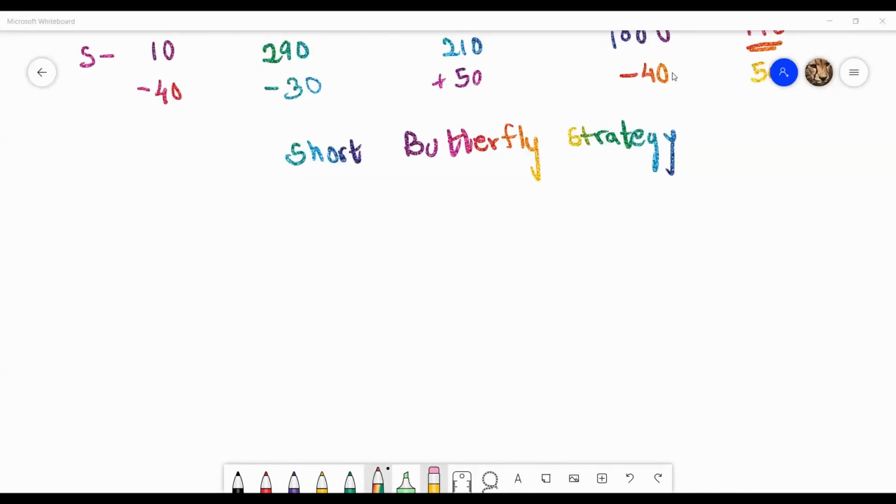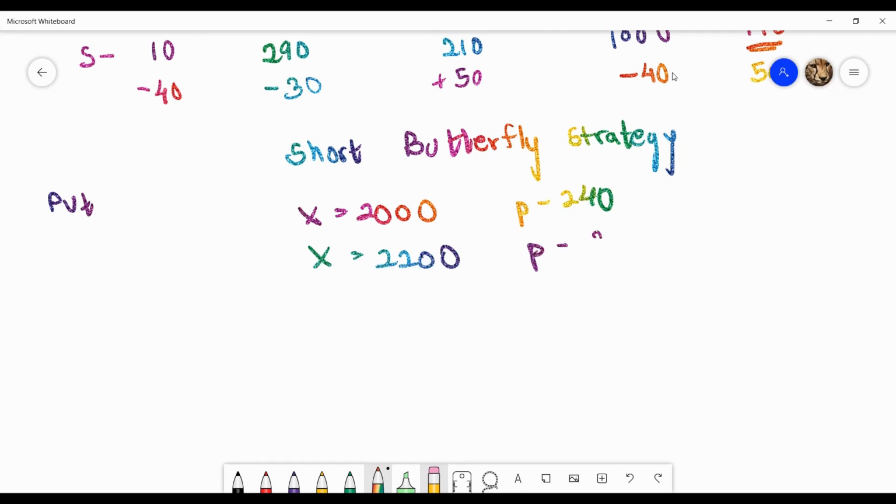The second strategy is the short butterfly strategy. And in fact, let's calculate it from a put perspective. So let's say one strike is at 2000, having a premium of 240. The second strike is at 2200, having a premium of 370. And the third strike is at 2400, having a premium of 600.